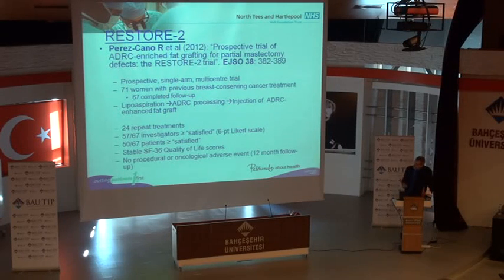They all underwent a lipoaspiration procedure, the processing of the ADRCs through the solution system, the automated system in the operating room, and then the re-injection of an ADRC-enhanced fat graft. 24 patients did require repeat treatments, and the satisfaction score was good. On the 6-point Likert scale, satisfied, very satisfied, extremely satisfied in the majority of investigators and patients. The quality of life scores were stable, and there was no procedural concern, and no oncological adverse events in the 12-month follow-up period.